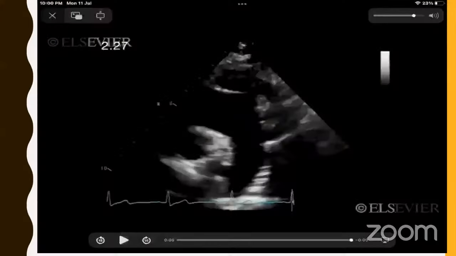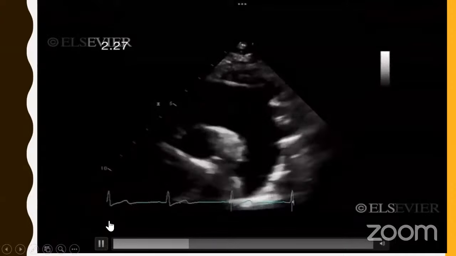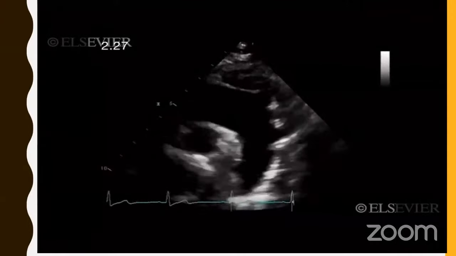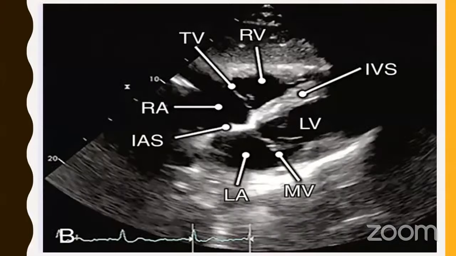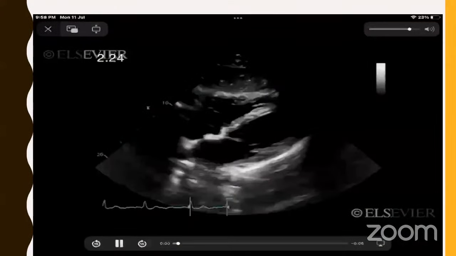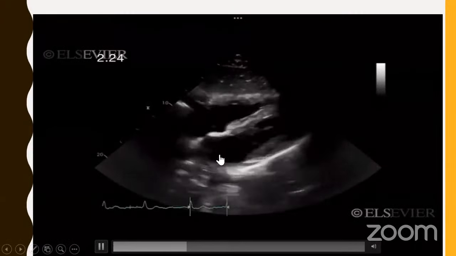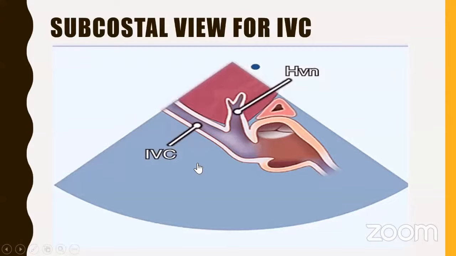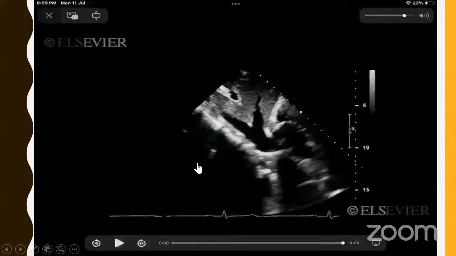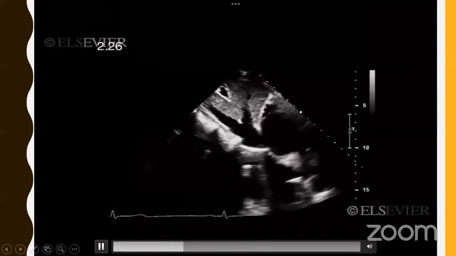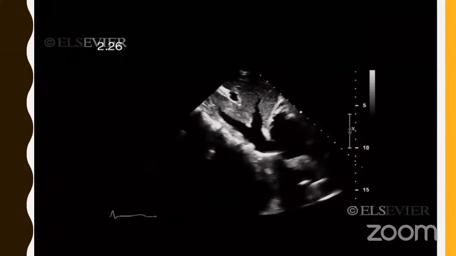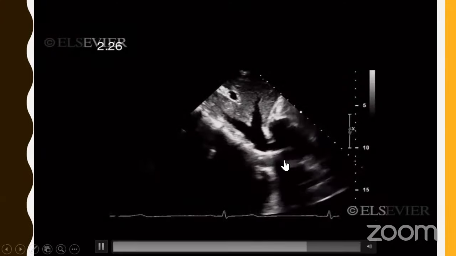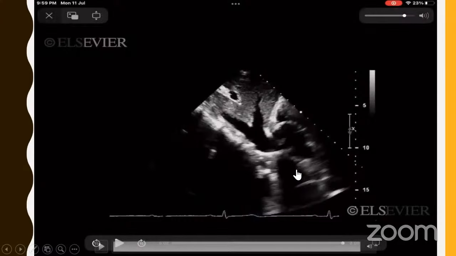This is the suprasternal view showing aorta and its branches. Then we have this substernal or subcostal view, or we can also call it subxiphoid view, in which we can see this LA, LV, mitral valve, RA, RV, and tricuspid. And this is the subcostal view to look for IVC, in which we can see the IVC and hepatic vein merging and opening into this RA.